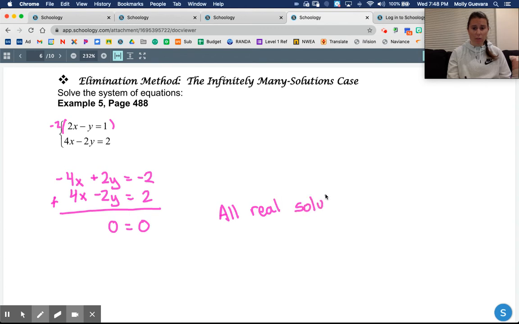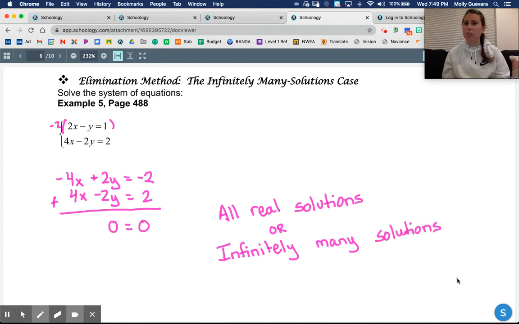All real solutions. Or you can write infinitely many solutions. Either way, either one. You don't have to write both. Please don't write both. Just write whichever one sticks out to you and screams, "This is what I want."